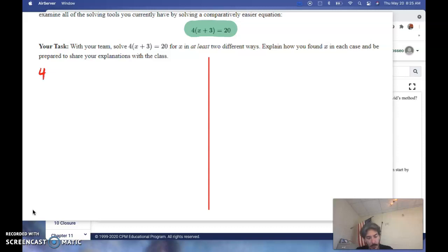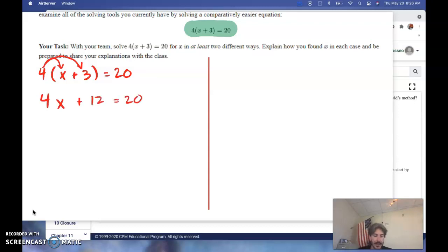So I'm going to write the equation over here: 4 times the quantity of x plus 3 is equal to 20. The first thing I notice, and maybe what most of you are noticing, is that I've got a 4 on the outside of the parentheses. Inside the parentheses I've got x plus 3, and I can't add those because they're not like terms. So the way we skirt the order of operations here is by distributing. I'm going to start with the distributive property and do a rewrite: 4 times x is 4x, 4 times 3 is 12, and that's equal to 20.